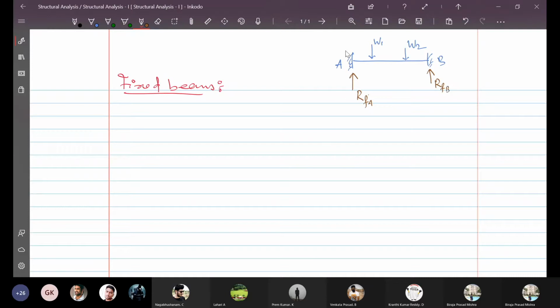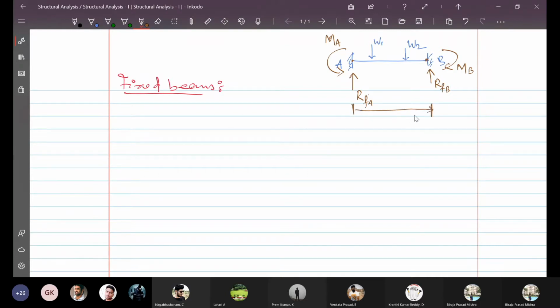Okay, now let us say we have the moment generated at A in the anti-clockwise direction. Let us say I'm taking the center as A. So the moment generated at A due to the fixed end is MA, and at B, let us say we have the moment as MB, right? And let us say the span of this beam.